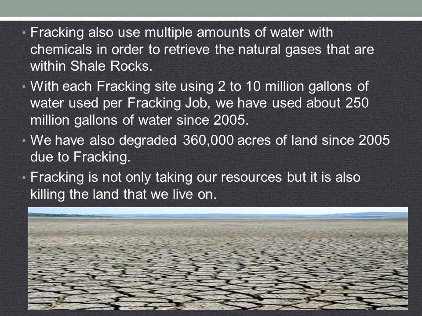Fracking also uses multiple amounts of water with chemicals in order to retrieve the natural gases that are within shale rocks. With each fracking site using 2 to 10 million gallons of water per fracking job, we have used about 250 million gallons of water since 2005. We have also degraded 100,000 acres of land since 2005 due to fracking. Fracking is not only taking our resources, but it is also killing the land that we live on.